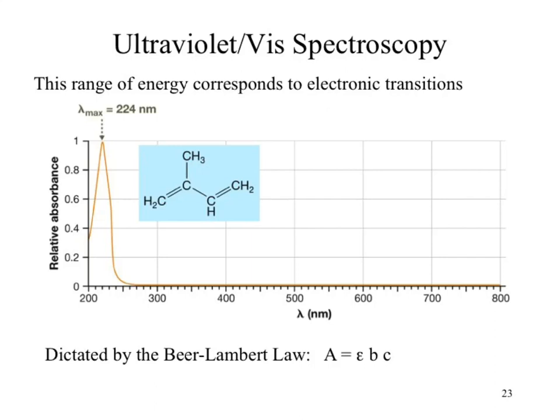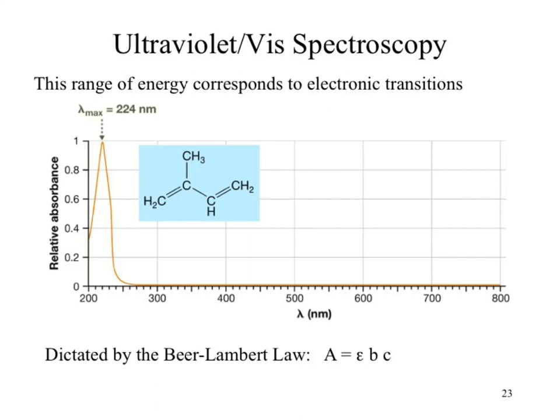Epsilon is the extinction coefficient. B is the path length of our sample. C is the concentration of the sample. If you increase the concentration, what should happen to the absorbance of light? It should increase. So we see that direct relationship.